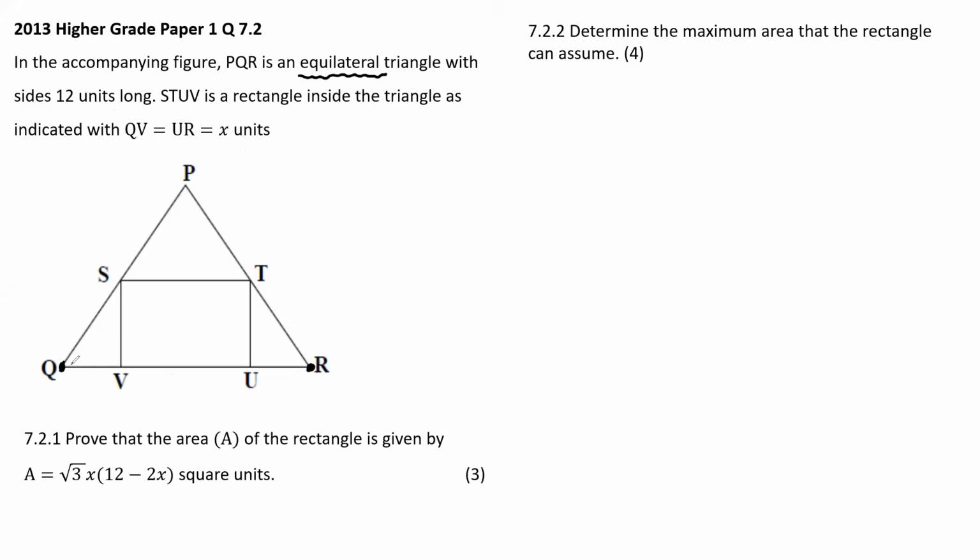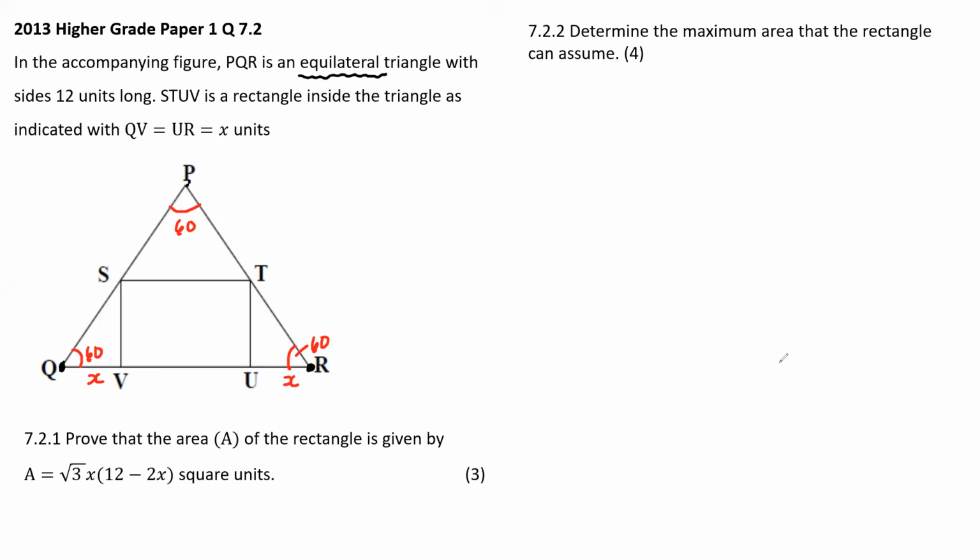Now, when it's equilateral, it means from Q to R is 12, from P to R is 12, from P to Q is 12. All the sides of an equilateral triangle are equal, and even all the angles are equal. So when I say all the angles are equal, it suggests that this angle is 60 because all the angles in a triangle add up to 180. This is 60 as well, and this is 60 as well. Now, we're told that QV is X, UR is X.